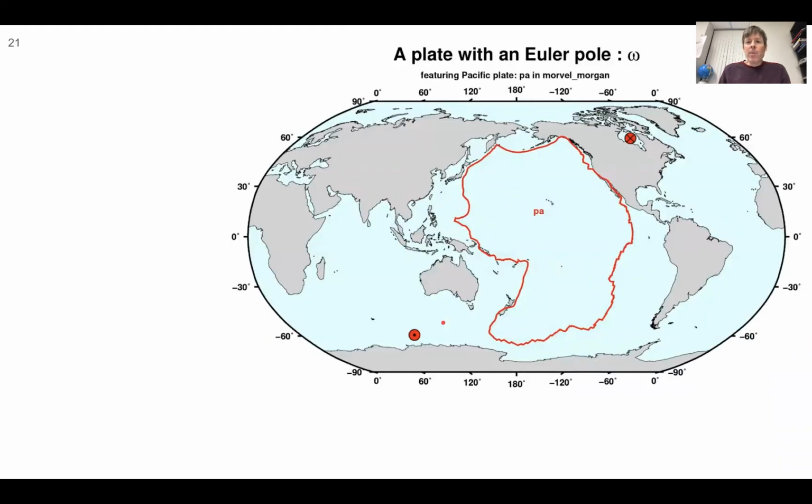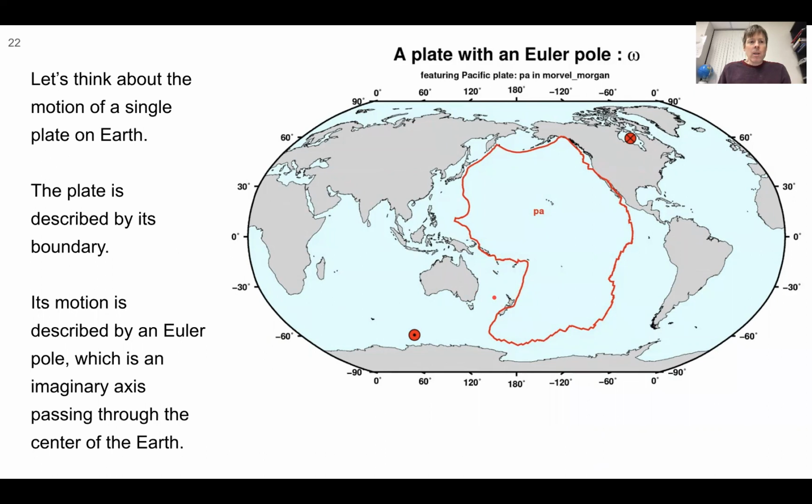Okay, describing the motion of plates on Earth. The Earth is described in terms of this set of plates, and we're going to extract the Pacific Plate as an example. The plate is described by its boundary, shown here. Its motion is described by what is known as an Euler Pole, which is an imaginary axis passing through the center of the Earth. And this is the axis, the back end and the front end.